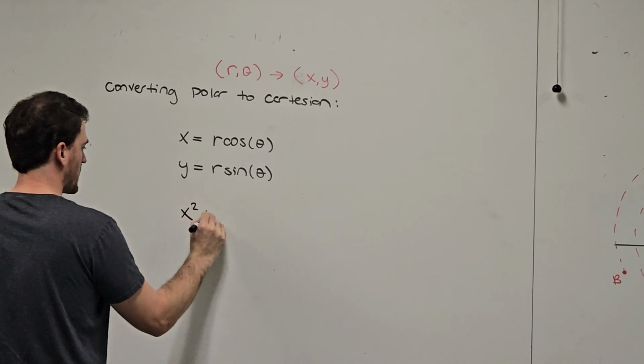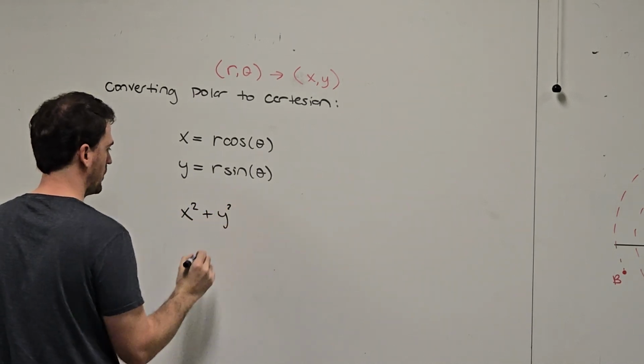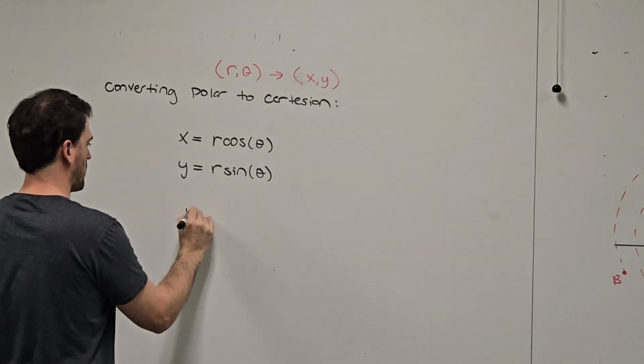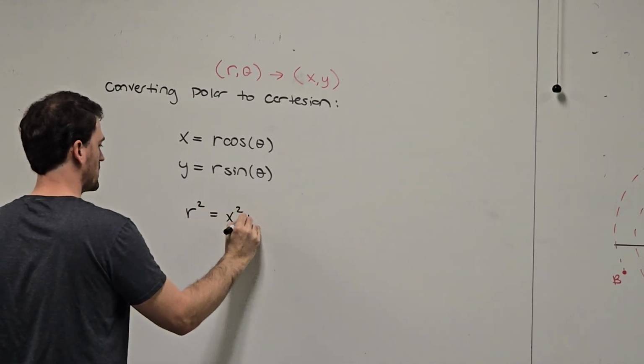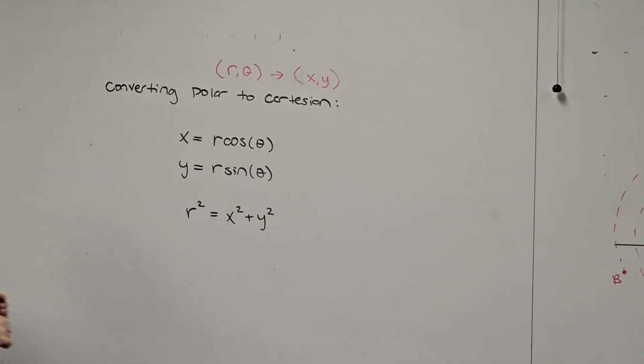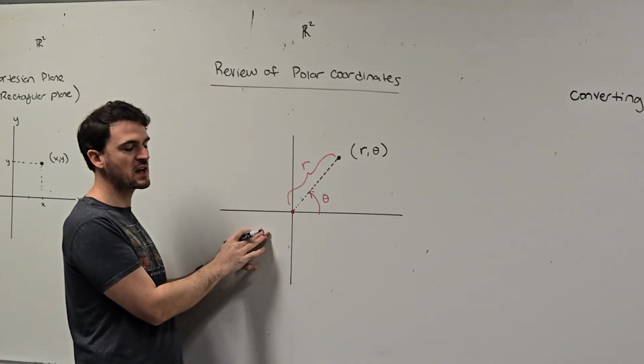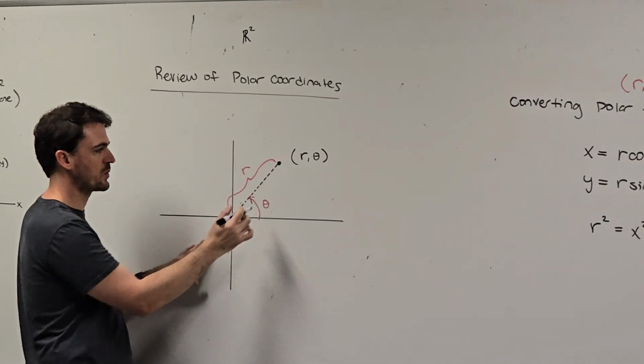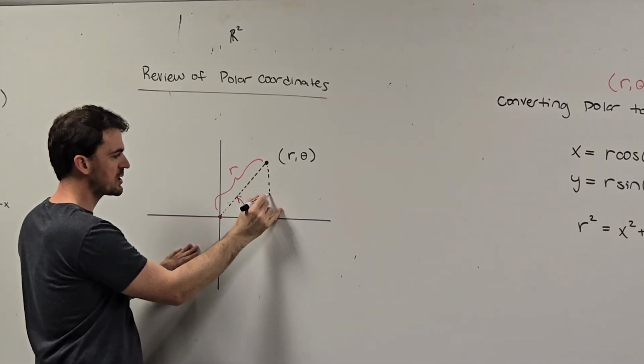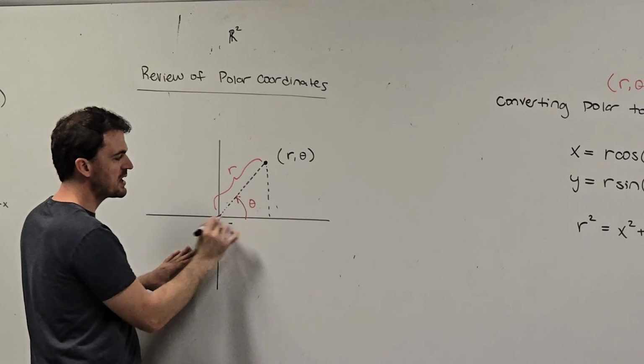And lastly, r squared equals x squared plus y squared. So again, something that goes in our toolbox, we've just got that locked in and memorized. I will take 2 seconds and show you where they come from, not something you would be responsible for. If you have this polar picture here, you could just think of this as being a right triangle.